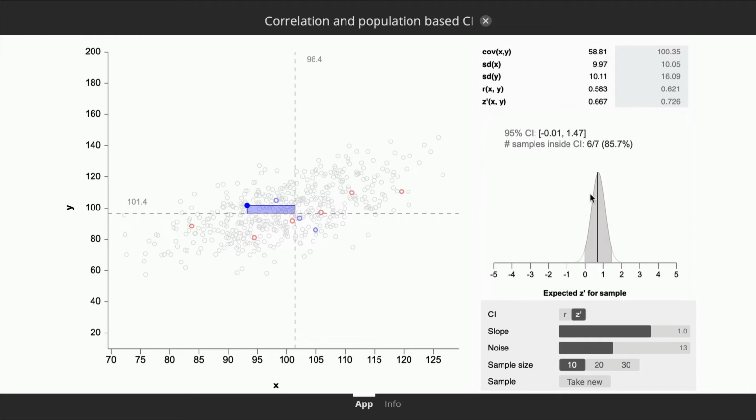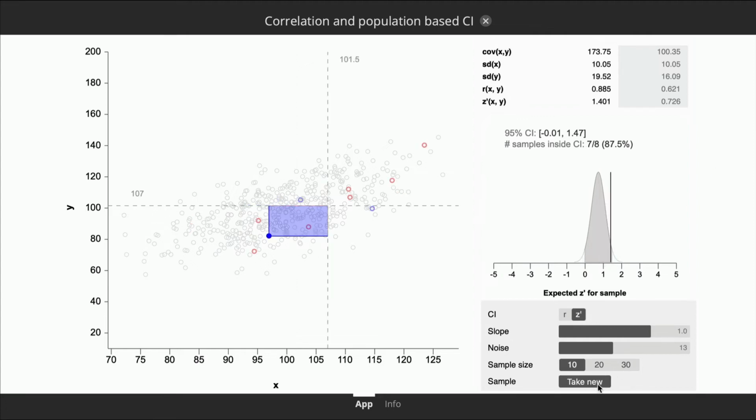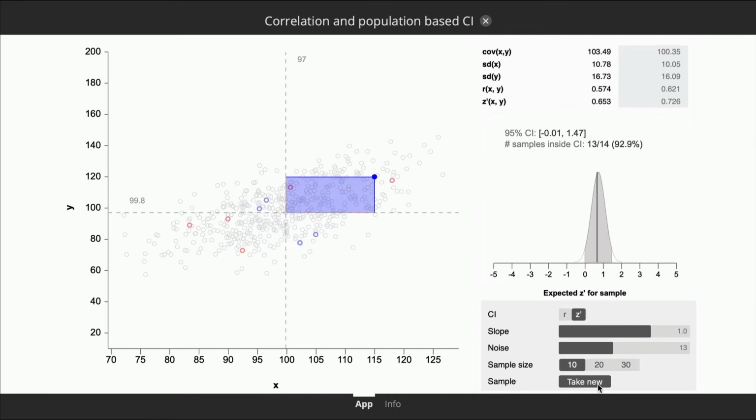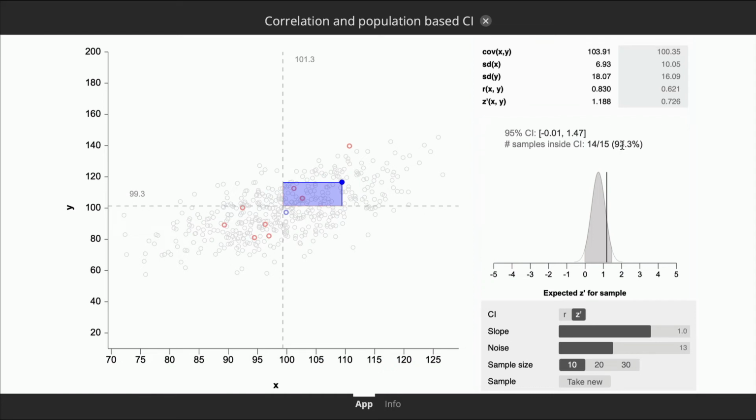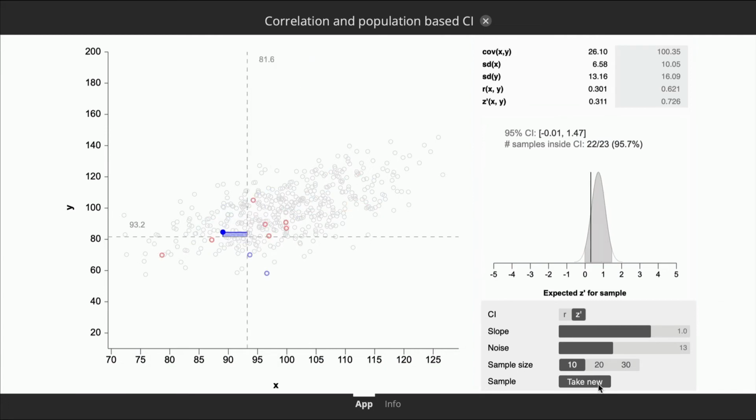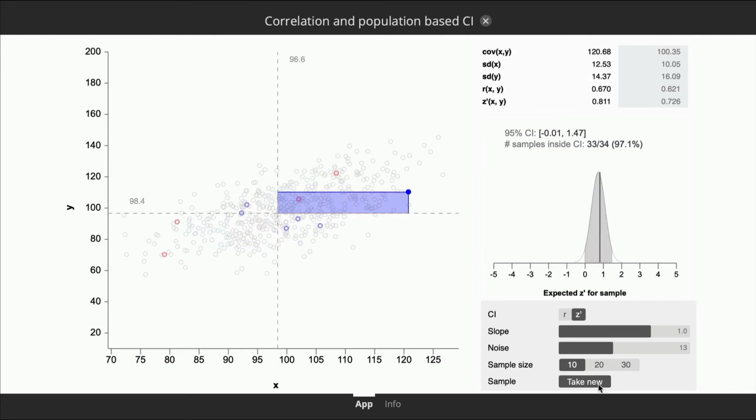If I take many samples, then you can see this is the 95% interval, right? So if I take a new sample, you can see that this line goes back and forth, but in 95% of the time, the idea is the same as in previous apps, right? So in my case, you can see that I took some samples and then you can see that 93% of them, 14 out of 15, were inside, right? So if I repeat this many times, you'll find out that 95% of the time, the Z prime value is inside the confidence interval.